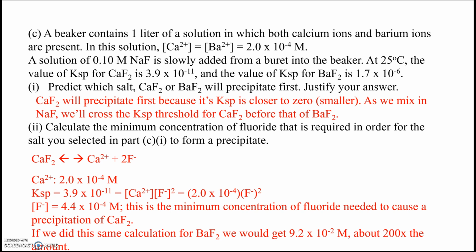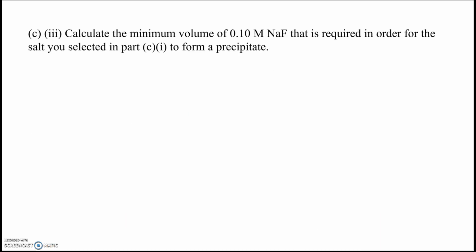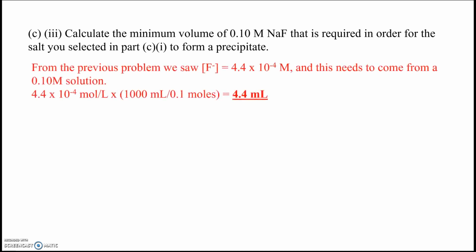If I did the same calculation for barium fluoride, I would get 9.2 times 10 to the minus 2nd, which is about 200 times the same amount. Now, the last part here is to calculate what is that minimum volume of sodium fluoride required in order for this salt to form a precipitate. Well, I know that that concentration is 4.4 times 10 to the minus 4th molar, and to give us this information, that needs to come from a 0.1 molar solution. So 4.4 times 10 to the minus 4th moles per liter times 1,000 milliliters divided by my 0.1 moles tells me I need to add 4.4 milliliters.